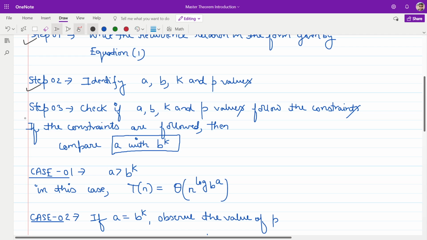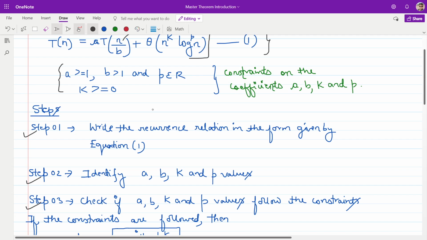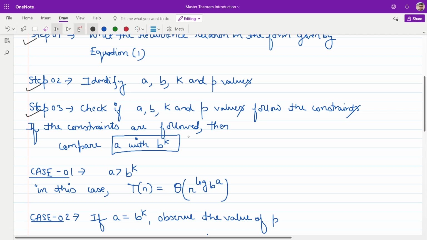In step 3 we are supposed to find out if the values for a, b, k, and p satisfy the constraints. That means you have to check if a is greater than or equal to 1, if b is greater than 1, if k is greater than or equal to 0, and if p is a real number. These four checks have to be applied on the values for a, b, k, and p. And if you find that all the four constraints are satisfied by all these values, then you say that your problem can be solved by using Master's theorem.